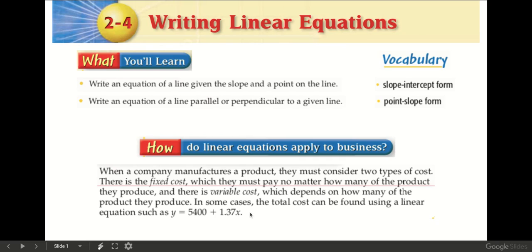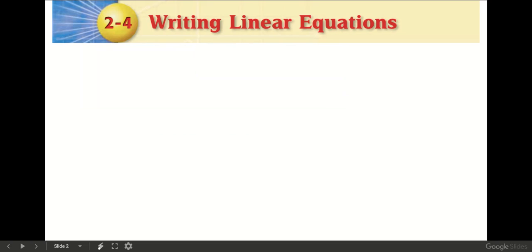So in some cases, the total cost can be found by using a linear equation, such as y equals 5400 plus 1.37x. So 5400 would be a fixed cost, and 1.37 would be the cost per unit being produced.